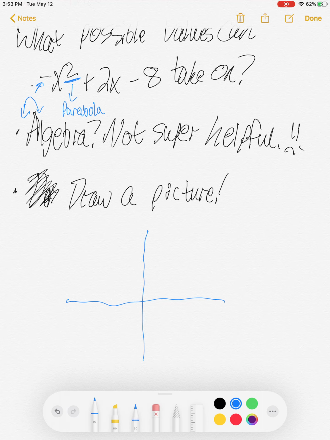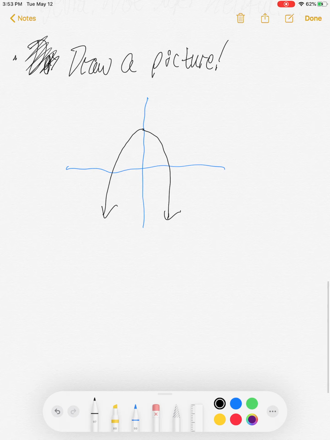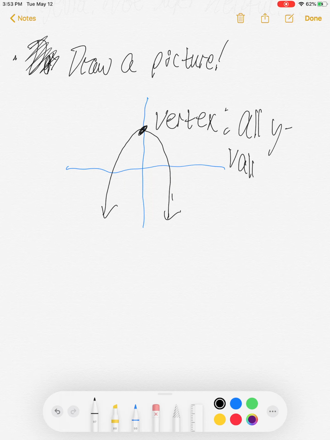So I don't know exactly what it's going to look like, but I can draw a sketch. It's going to look something like that, maybe. Again, we don't need super specifics right now. What's important is that it's a parabola that's opening down. So what we can see is, I've got this vertex here, and all y values below that vertex are going to be included in our range.